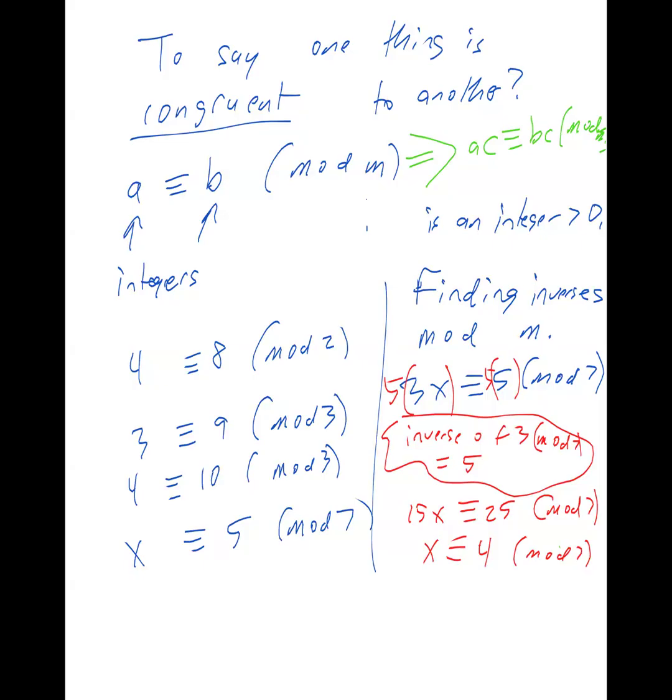Okay, ready? So we just learned about finding inverses mod M. So let's learn a quick theorem. The inverse of A mod M exists if A and M are relatively prime.